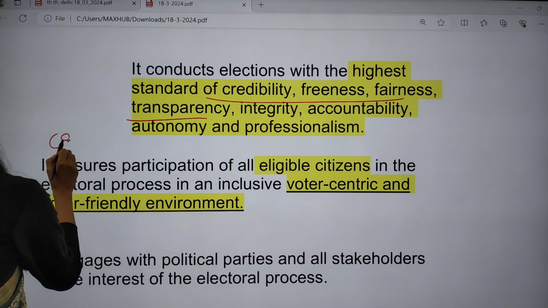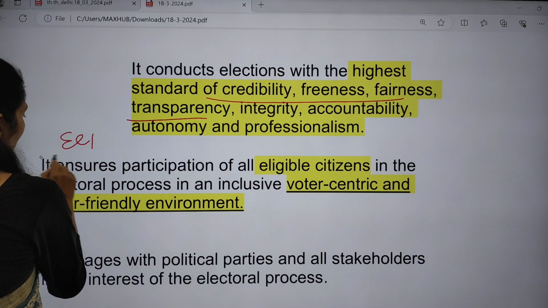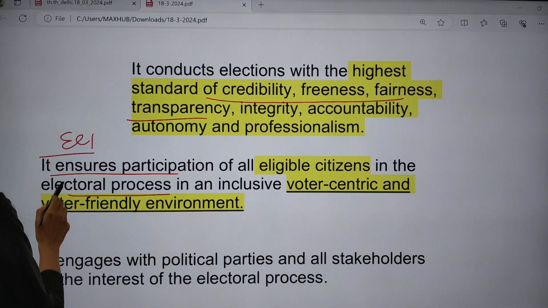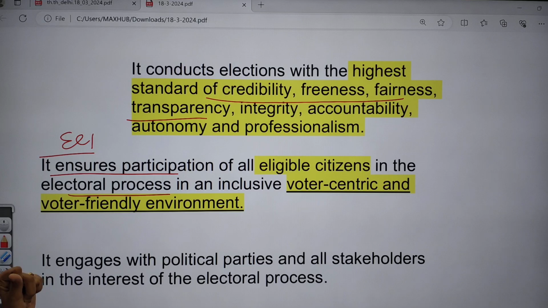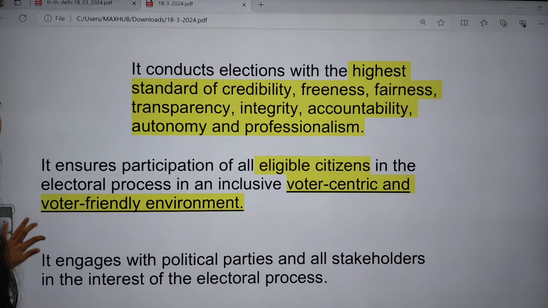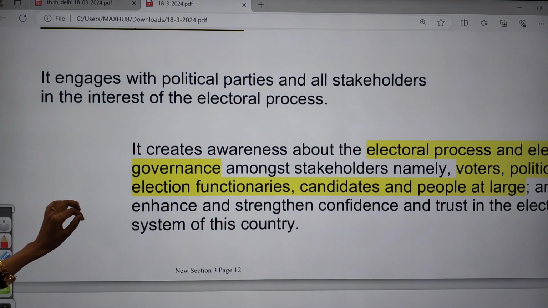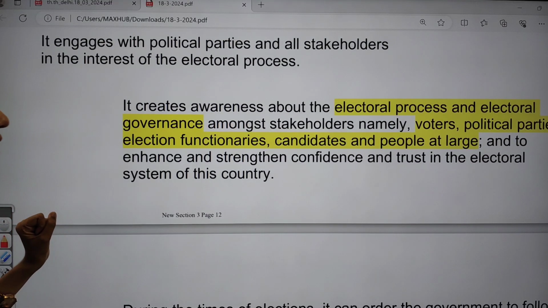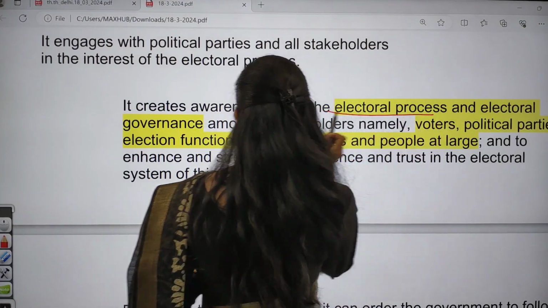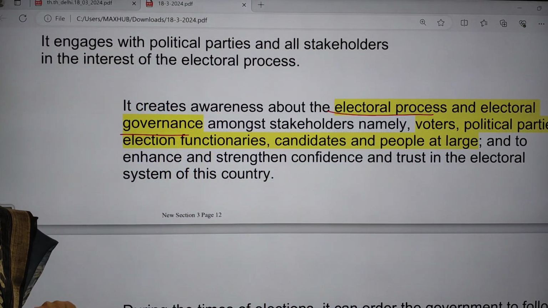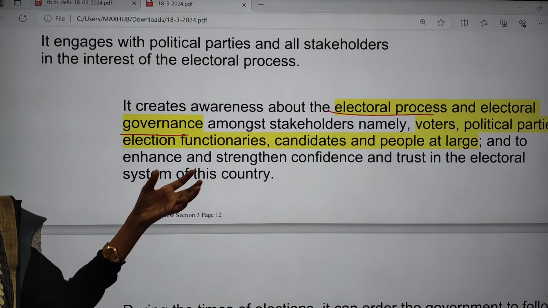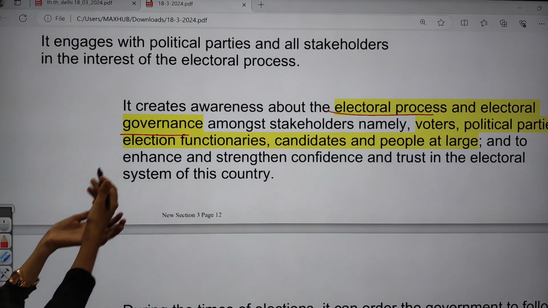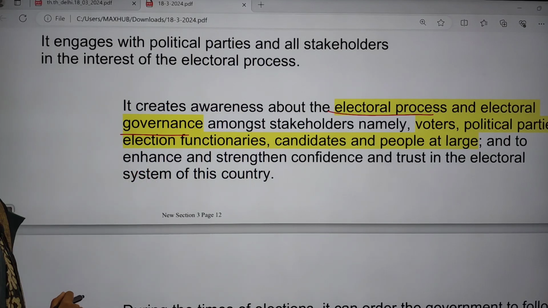And the ECI also ensures participation of all eligible citizens in the electoral process in an inclusive, voter-centric and voter-friendly environment. It engages with political parties and all stakeholders in the interest of electoral processes. It also creates awareness about the electoral process and electoral governance among voters, political parties, election functionaries and candidates. In this way, the ECI will strengthen confidence and trust in the electoral process in the country.